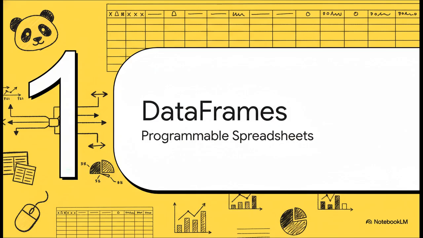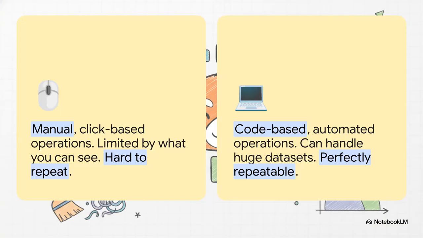And honestly, the best way to think about it is like a spreadsheet on steroids. But here's the kicker. It's a spreadsheet that you control entirely with code. So this is where you really have to shift your thinking. With a regular spreadsheet, everything is manual. You're clicking, you're dragging, and you're pretty much limited by what you can see on your screen. But with a data frame, everything is code. It's all automated. It can handle millions of rows, no problem.